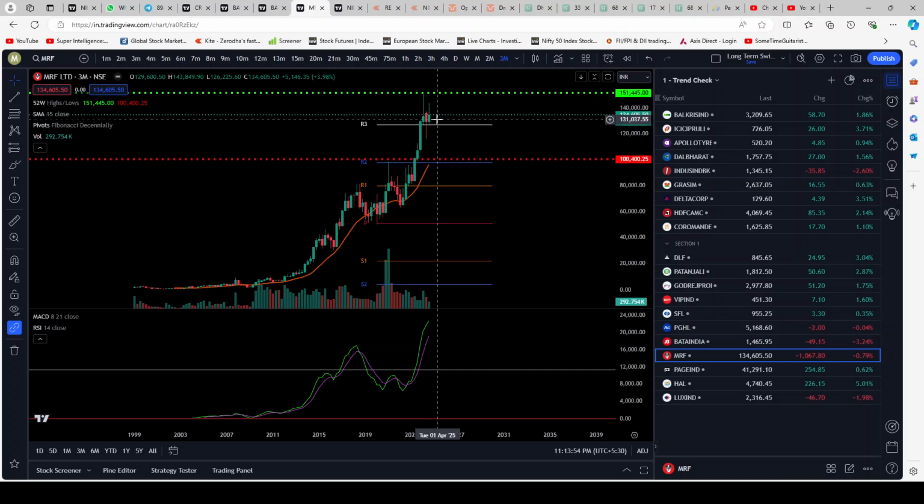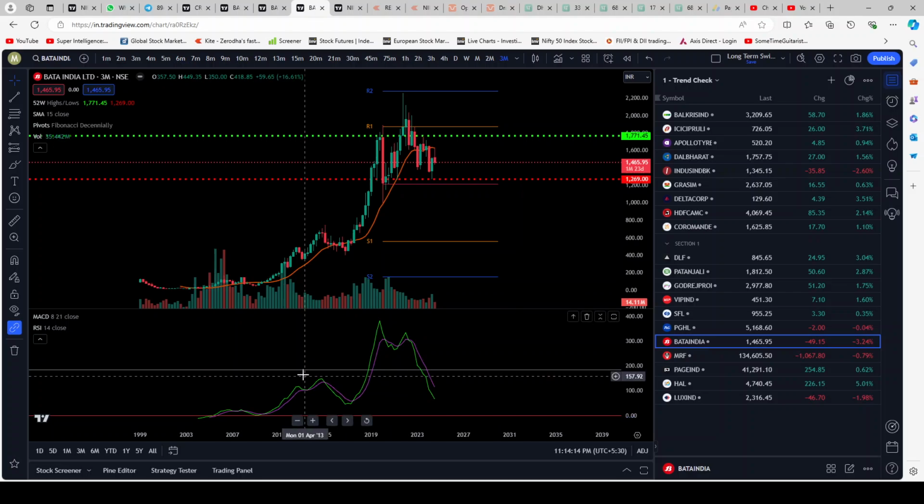Crossed, and it's consolidating. Believe me, one good positive bull run comes, and don't be surprised if this stock even goes to 2 lakh rupees from here. I won't be surprised. Personally, I won't be surprised. All right.